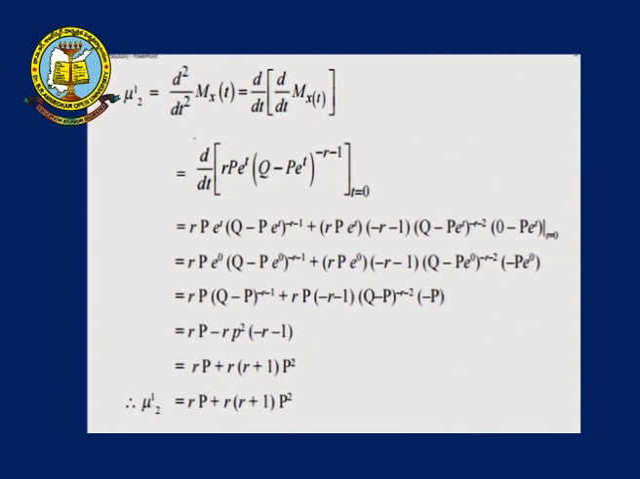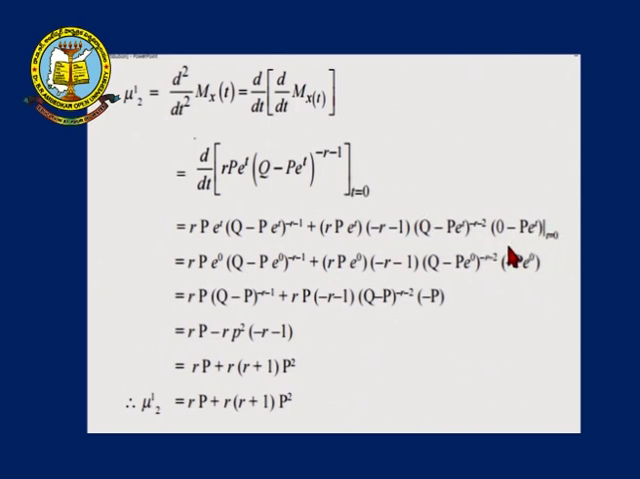We already did the first differentiation of this function, which is equal to rP e to the power of t times (Q minus P e to the power of t) to the power of minus r minus 1. Put t equal to 0. Again we differentiate with respect to t, and in that case we apply the product rule.